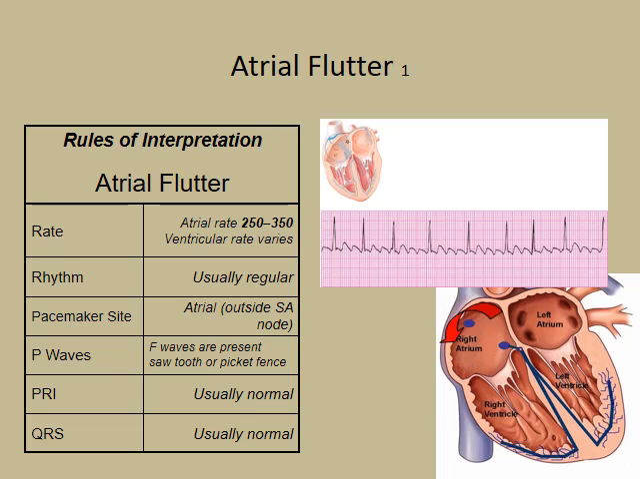The P waves are actually called F waves. They're flutter waves. They have that sawtooth or picket fence presentation. The PR interval for the F wave that conducts the QRS complex is usually normal at 0.12 to 0.20, and the QRS complex is normal, less than 3 little boxes or 0.12.